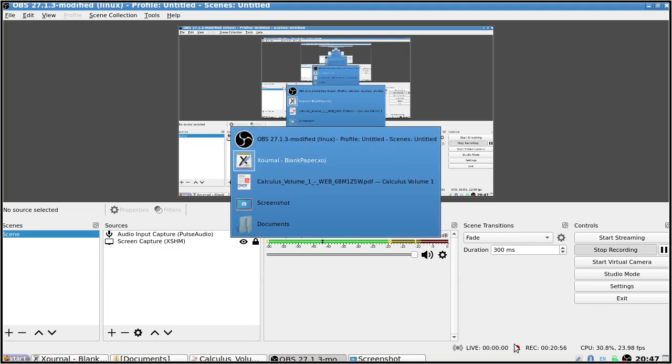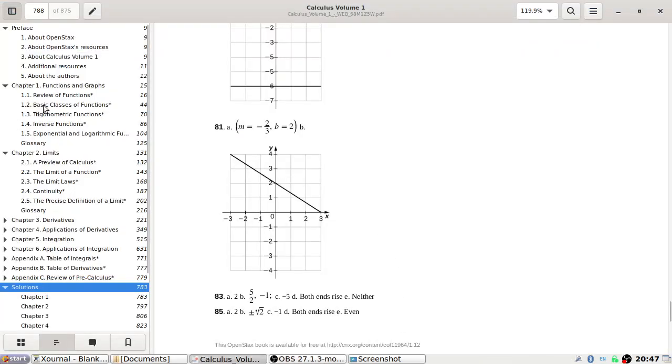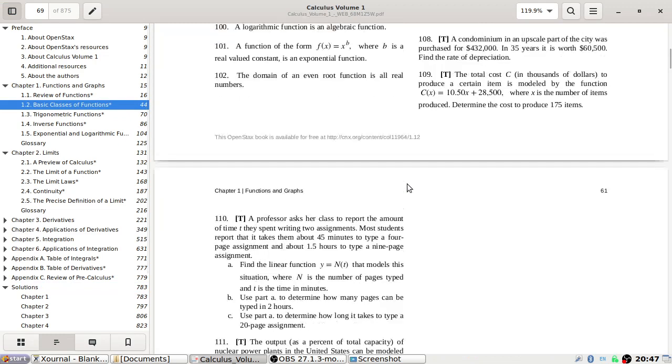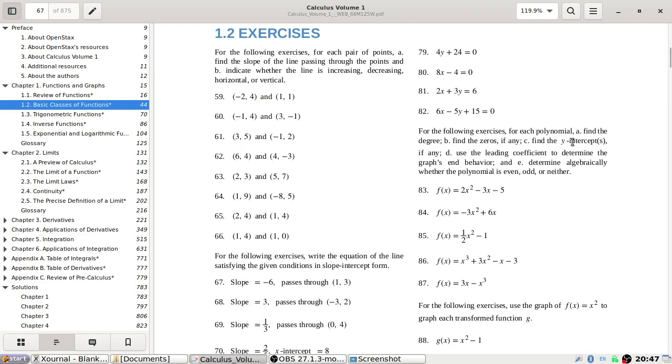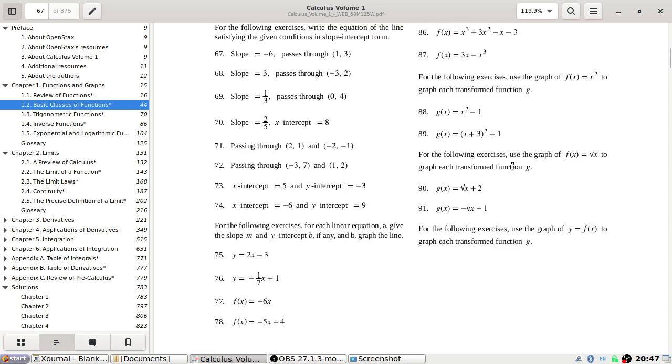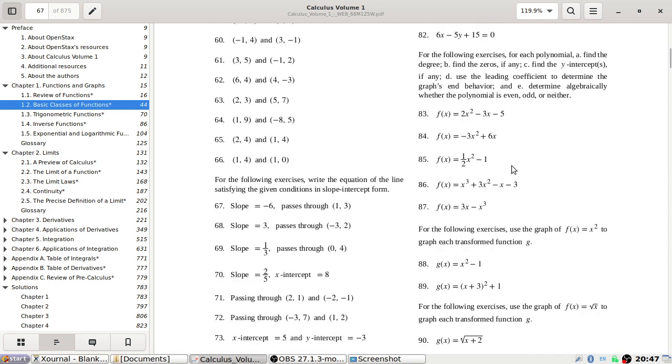Okay, yeah, that's a good point to wrap it up, because next time we've got: find the degree, find any zeros, if any, find the y-intercepts, if any, and use the leading coefficient to determine the graph's end behavior and determine algebraically whether the polynomial is even, odd, or neither. Okay, that's getting a bit more advanced now.